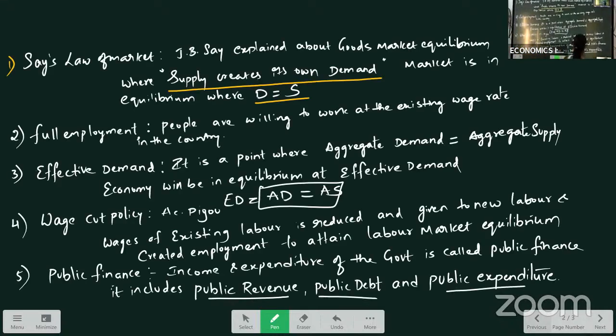Federal finance. Next question. Federal finance. Federal finance means what? Federal finance is the finance of the central government as well as the state government and the relationship between the two. So it is a federal system of finance. All revenue and expenditure are divided among central, state, and local government.